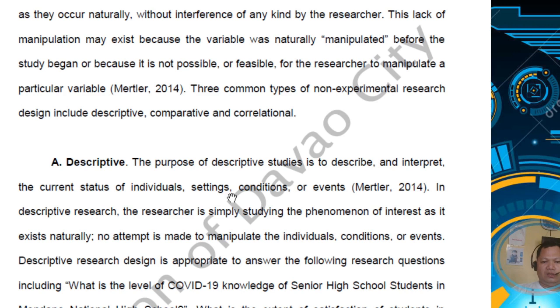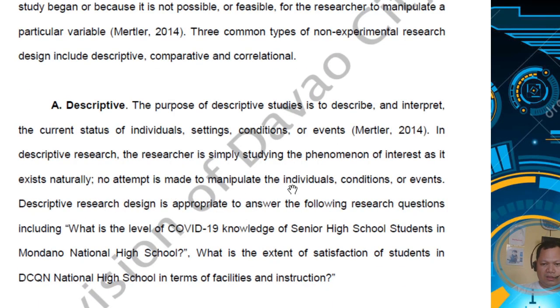So what will you find out in this research? You didn't manipulate the setting because it's already there. You just present what's there: is it clean, is it complete, are the comfort rooms functioning or not? You just describe the scenario. That is descriptive. A descriptive research design is appropriate to answer the following research questions.